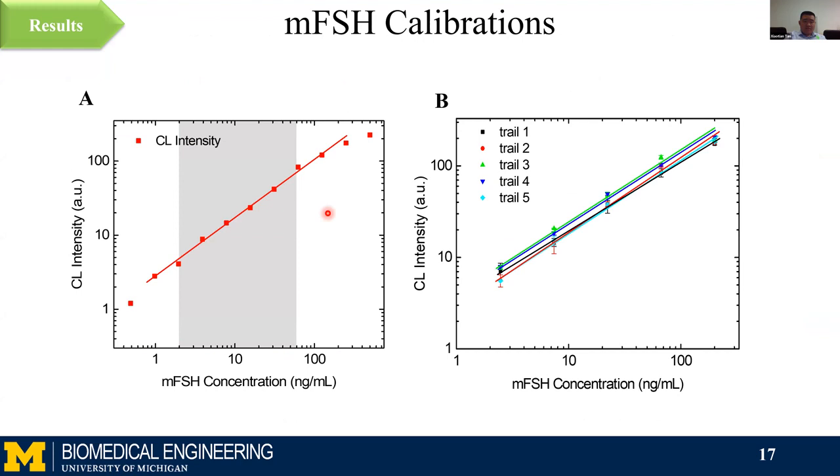And as you can see here, we can generate a much wider calibration curve, the linear dynamic range, compared to radioimmunoassay and traditional ELISA assay for the specific markers. We also repeated the calibration experiment with multiple trials, and it turns out our inter-assay variance is very small. This is due to the full automation of our system, and the error bars are also pretty small.